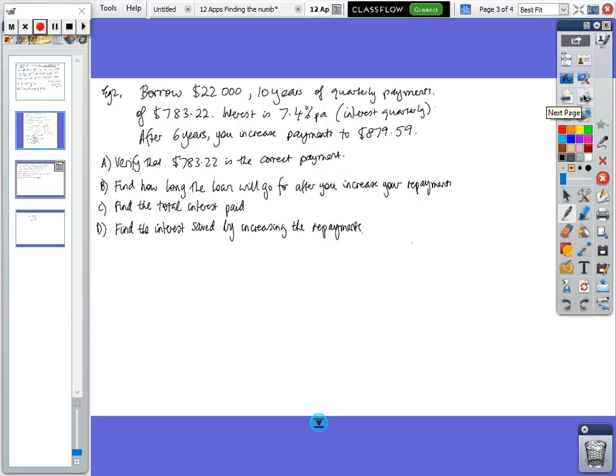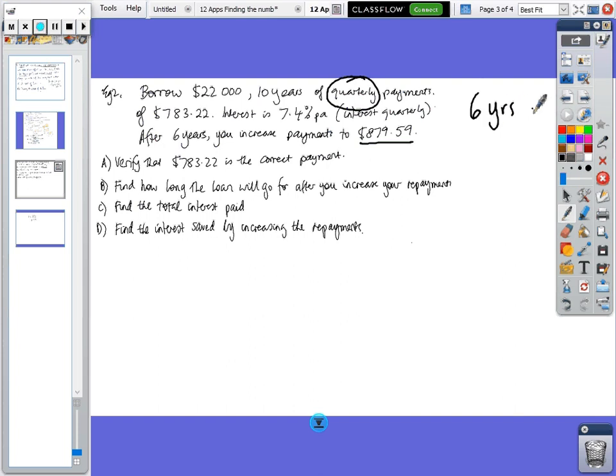Okay, second example, borrowing $22,000, 10 years of quarterly payments, $783, interest 7.4%. So after 6 years, you're going to increase your payments. So you're going to do 4 years of one payment and then 6 years of another payment.